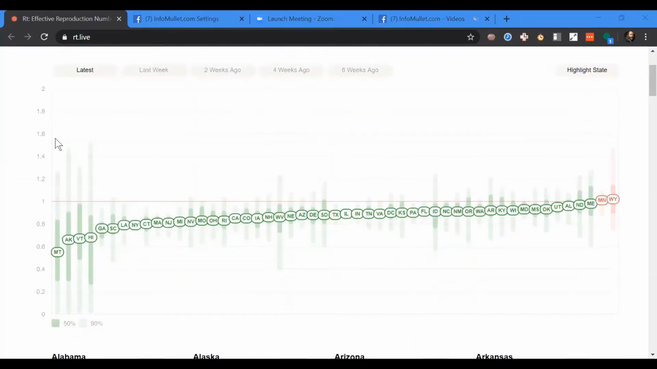This chart is showing the R value with a red line across 1, and it's showing where every state is, with a range of confidence, a confidence interval. At a snapshot, you can see that according to the data, right now the only states that are above an R of 1 are Minnesota and Wyoming, at 1.0 and 1.02. And you can scroll down and look at this.